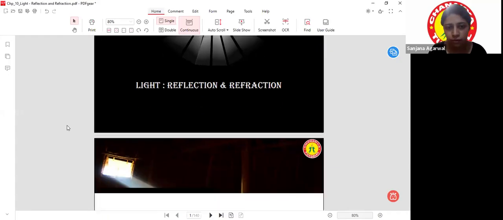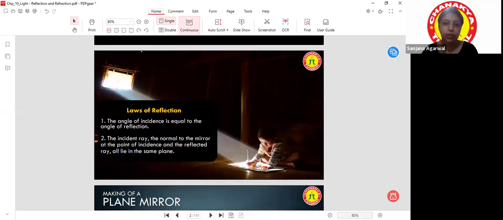Moving ahead, the very first is the law of reflection of light. I hope everybody knows what the laws of reflection are. It says that the angle of incidence is equal to the angle of reflection, and this law is followed everywhere, irrespective of the type of surface. Next, the incident ray, the normal to the mirror at the point of incidence, and the reflected ray all lie in the same plane. But the most important is the first one. Remember, children, that the angle of incidence is always equal to the angle of reflection. It will be followed everywhere.